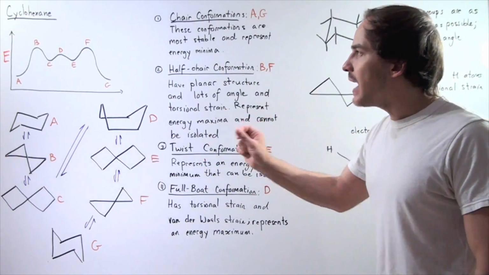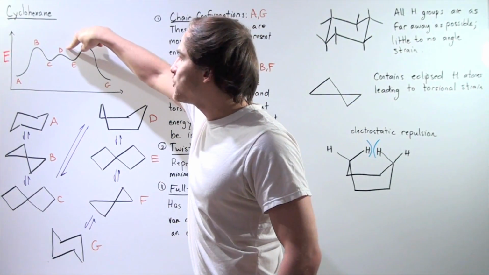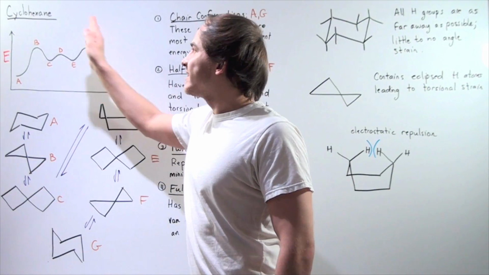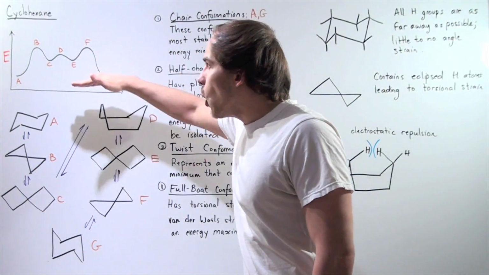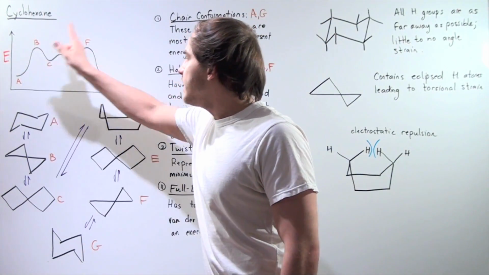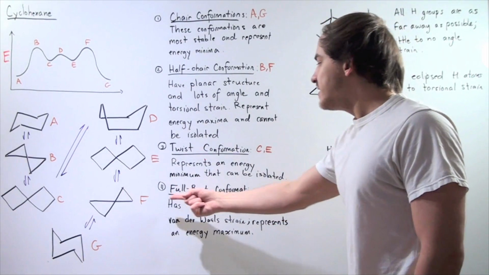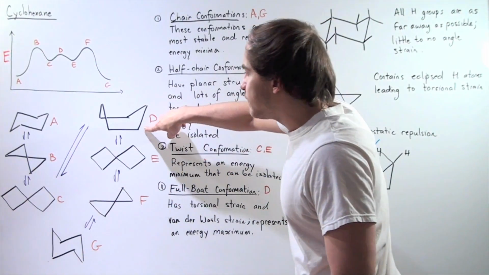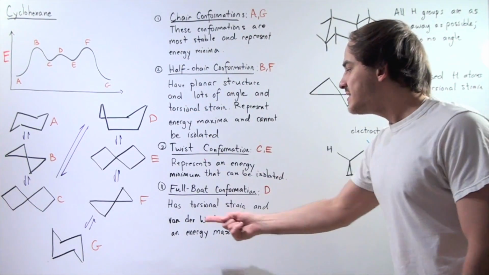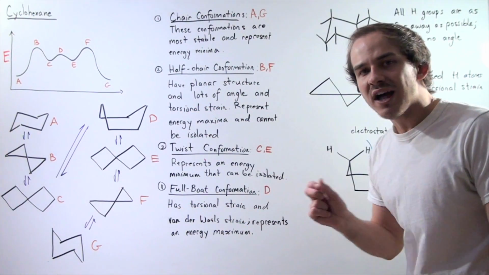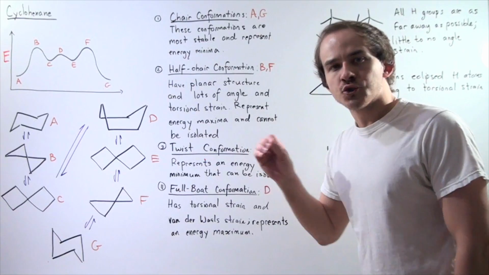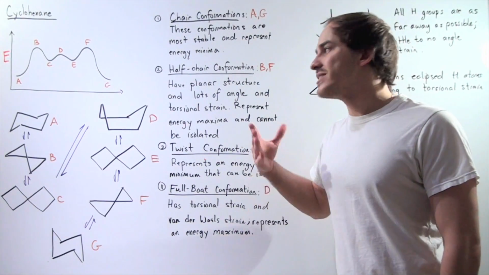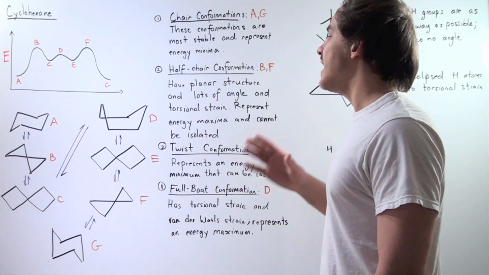Now let's look at the final type of structure, conformation D. Conformation D is a transition state like B and F, but it's lower in energy than either B or F. This is known as the full boat conformation, and it's given by the following structure. This has torsional strain as well as van der Waals strain. And this represents our energy maxima. It's a transition state. It cannot be isolated.